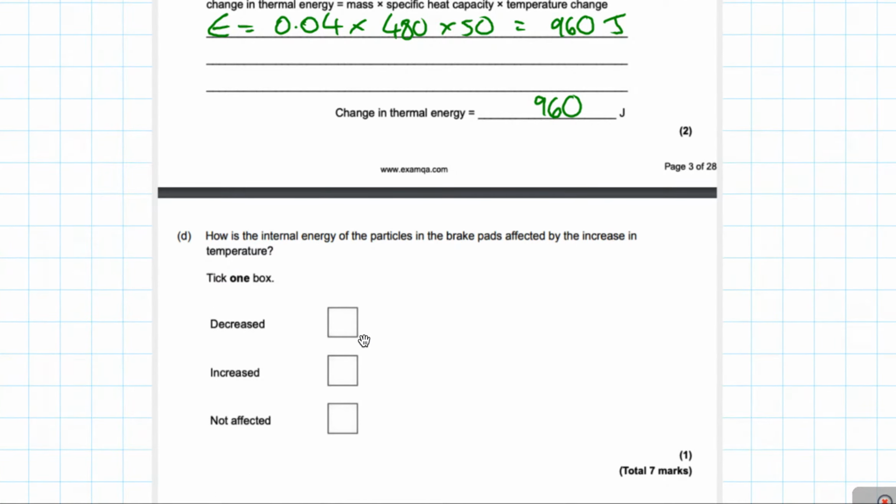How is the internal energy of the particles in the brake pads affected by the increase in temperature? So if you've got the brake pad here and you've got the particles there, mostly it will be a solid. It's not a perfect solid, but even though a solid can't move necessarily like a gas does, whenever you add heat energy to a system, the particles will vibrate. So these particles vibrate more, and therefore that shows us that the energy of the system is increasing. And so an increase in temperature will increase the internal energy of the system, regardless of the state. Even if it's a liquid or a solid or a gas, it will always increase.